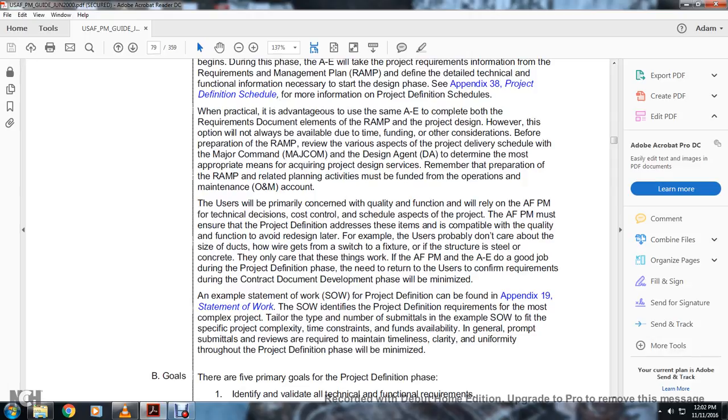The Air Force program manager should ensure the project definition addresses these items, with compatibility of quality and function, to avoid redesign later. For example, the users probably don't care about the size of the ducts, or how the wire gets to the switch of the fixture, or the structure of the steel or the concrete.